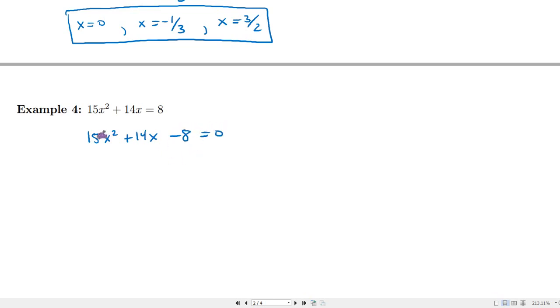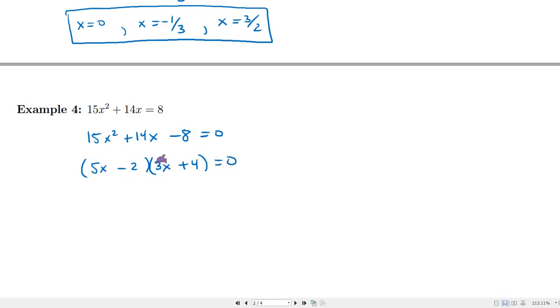And what can we factor out? Well, these two don't have any common factors other than 1, so the best we could do is try to factor just explicitly the way that it is. So 5x, 3x, minus 2, and plus 4. So let's see if that works.